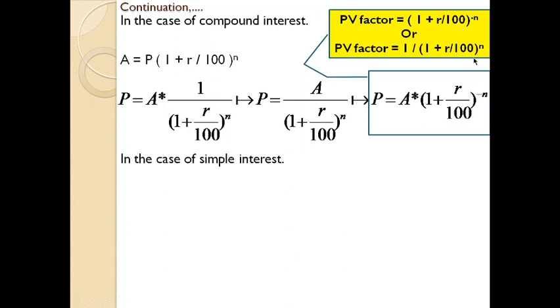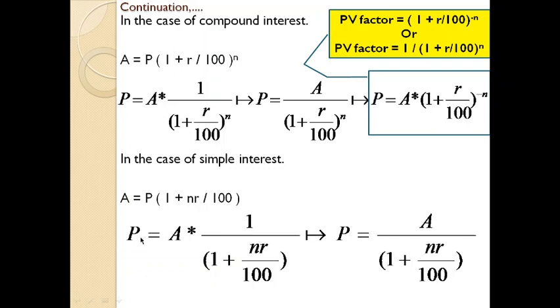Okay, next one. As per the simple interest concept, we all know the equation A equal to P into 1 plus NR by 100. Similarly, whenever you are asked to find the principal amount, P equal to A into 1 divided by 1 plus NR by 100, which can be written as A divided by 1 plus NR divided by 100. You may have a doubt regarding these two equations, right?